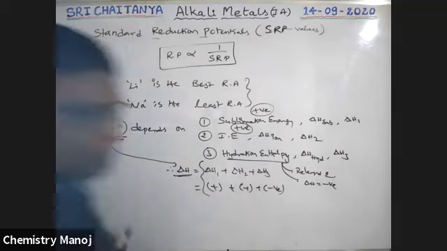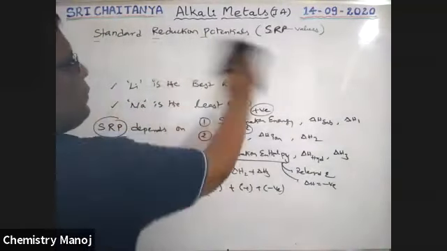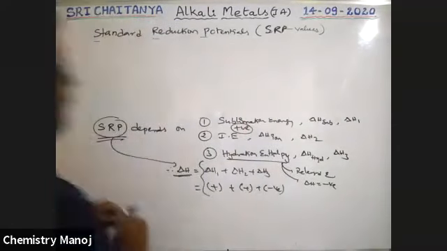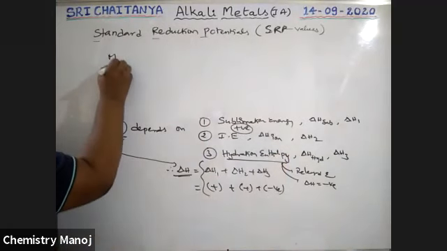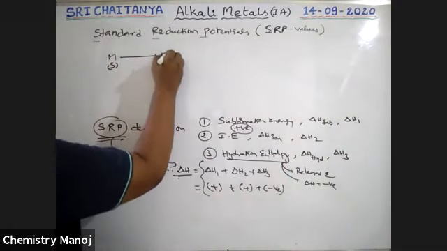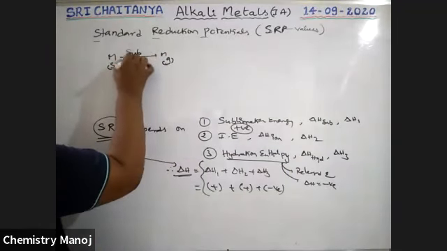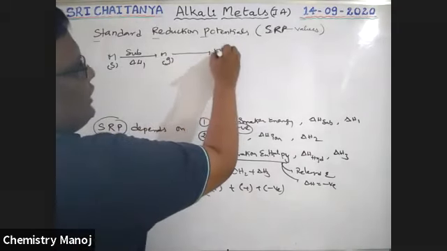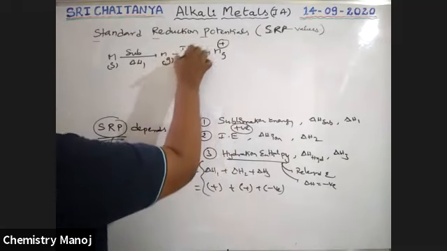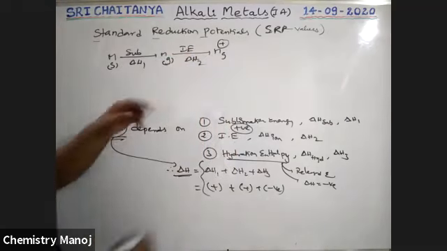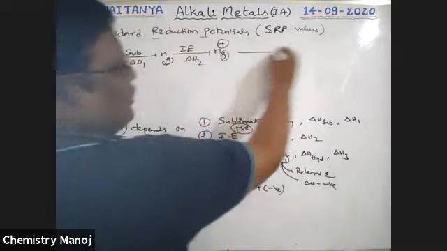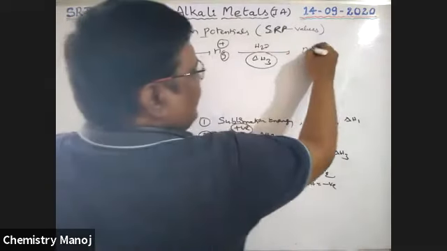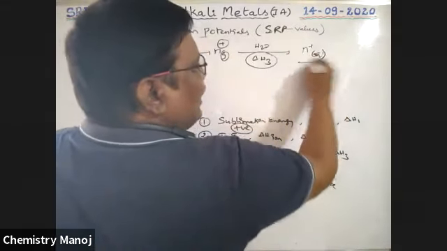See here how. For example, metal M is in solid state. First of all, this metal is converted into gaseous state. It is called sublimation, that is delta H1: solid changed to gas. After that, it is changed to M plus ion, which is ionization energy delta H2. After getting the gaseous positive ion, water is added for hydration, so delta H3, hydration, is applied. Now M plus aqueous ion is possible.